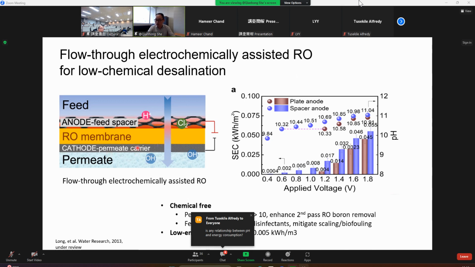So in this case, we can make a module in our system, integrating the electrochemical system with the SWRO desalination process. And in this case, we can achieve the elevation of the pH in the permeate side, and this elevated pH permeate can be directly fed into the second pass RO for boron removal. And in the feed side, there's a production of chlorine.